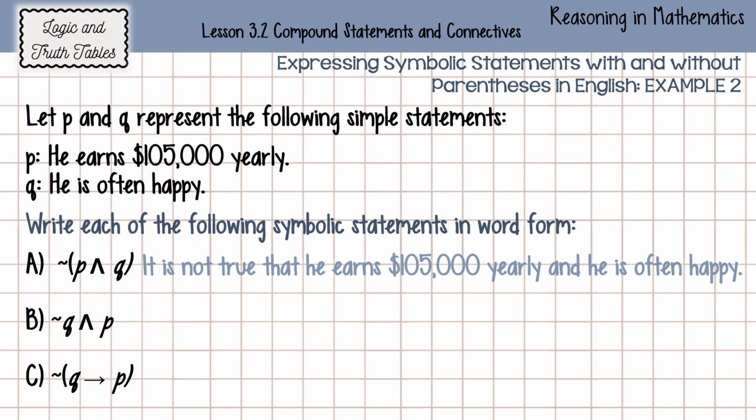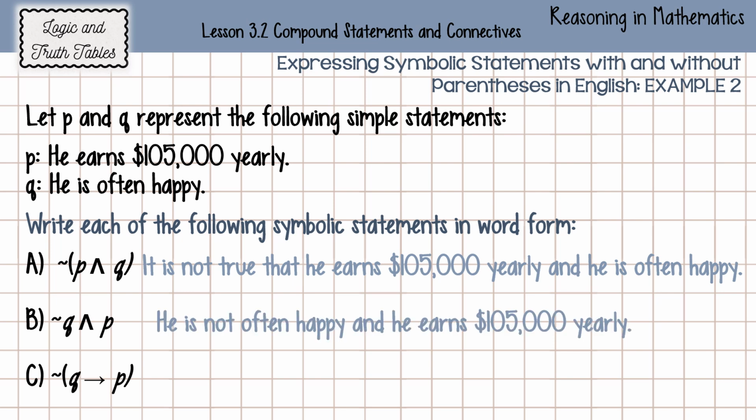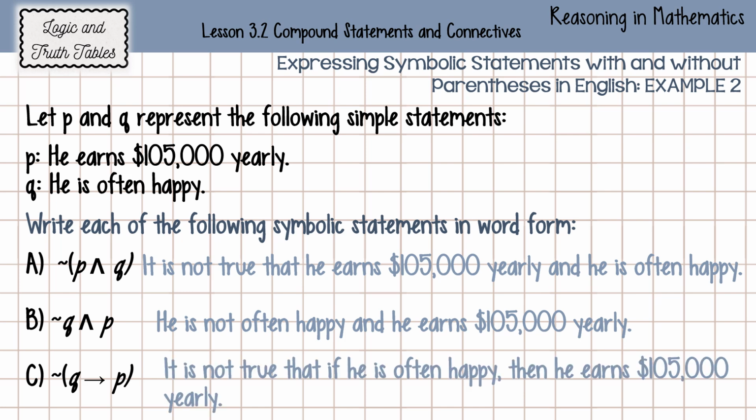In part B, we're only negating Q, which is "he is often happy." So he is not often happy and he earns $105,000 yearly. In part C, we're negating a conditional statement, an if-then. So it is not true that if he is often happy, then he earns $105,000 yearly.